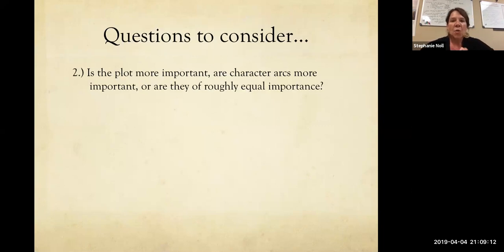Also think about what's more important: the plot, character arcs, or are they of equal importance, right? If the plot is really important, then I think third person limited often suits a very plot heavy novel. I'm not saying it's exclusive, but if it's a character study, if it's this one character that you really want somebody to know and their arc is such a big part of the story, then I think the first person point of view is more often used.